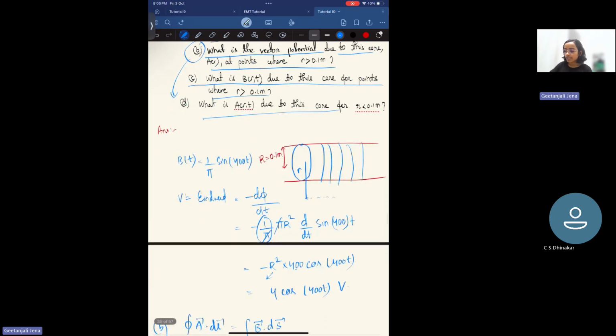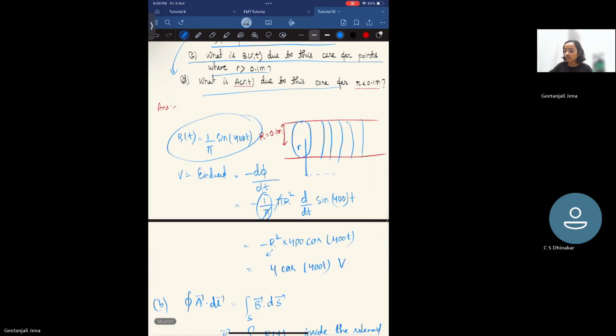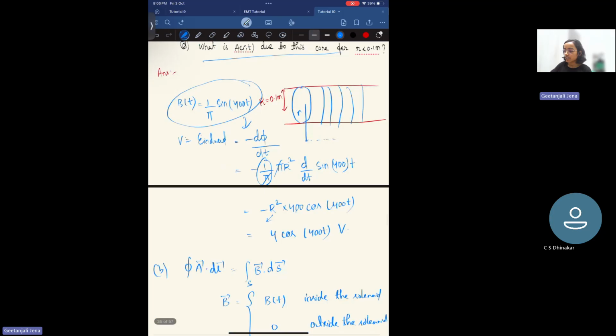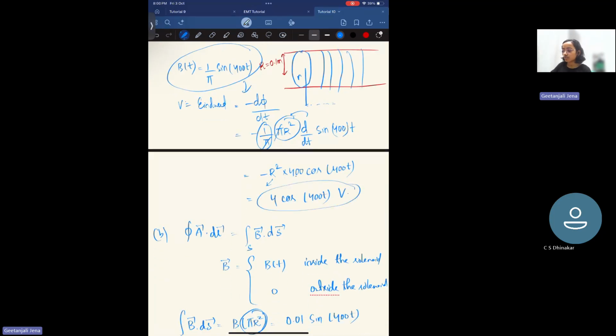B is given, so the induced EMF is quite easy. A is pi r squared, and B is changing. So we take pi r squared outside and d by dt of B. This will give 4 cos 400t volts.